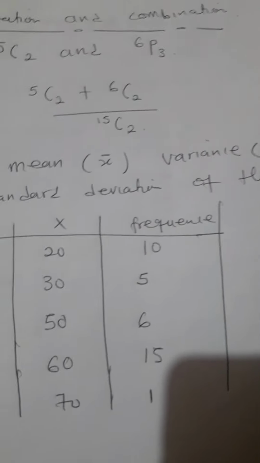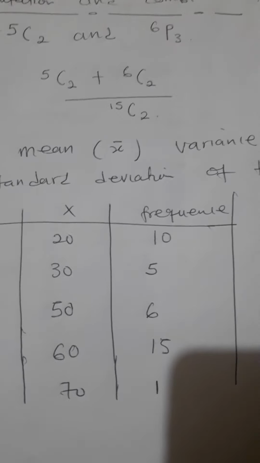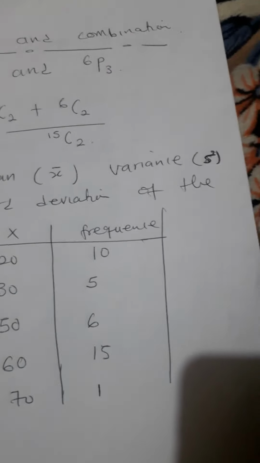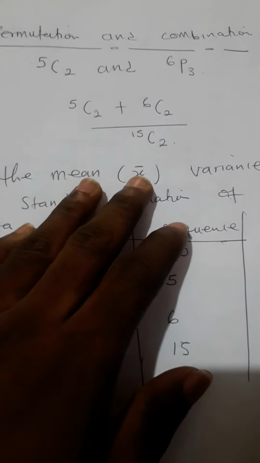Hello. So, like I said, we are going to learn how to use a calculator to calculate the mean, variance, and standard deviation. You know that the variance is s squared. Know these symbols, and the standard deviation is s.